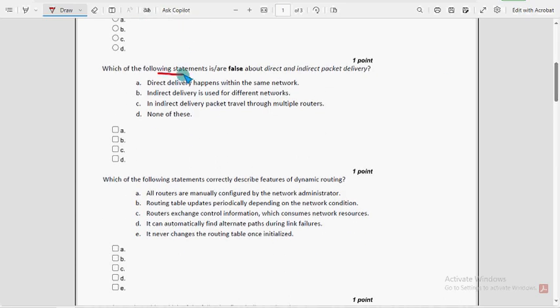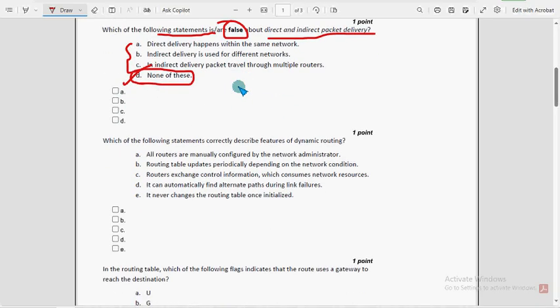Next, third one. Which of the following statements is false about direct and indirect packet delivery? So for the third question, the fourth option, none of the above three statements are false. So option D.